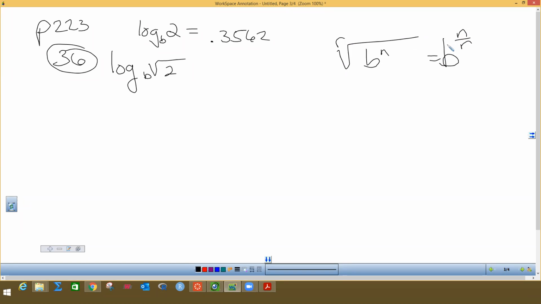And just to remind you, rational means that the exponent is a fraction. That's what rational numbers are, fractions. So we have to take this and rewrite it. Just so you know, when there's no number for an exponent, it's a 1. And when there's no root number, it's a 2. So we need to rewrite this as log base b of 2 to the 1/2 power.